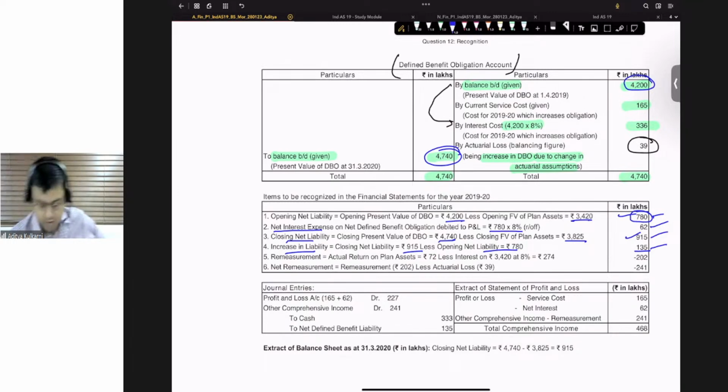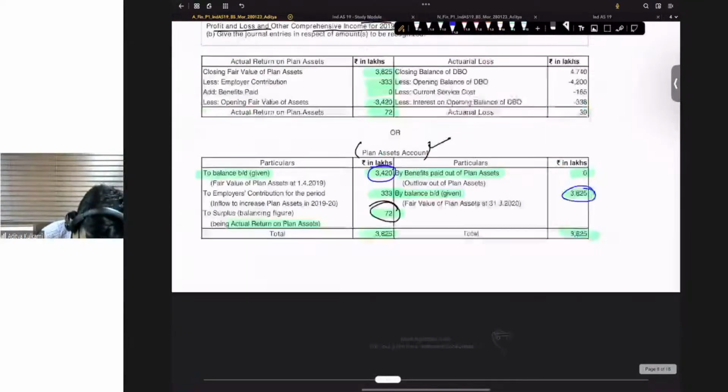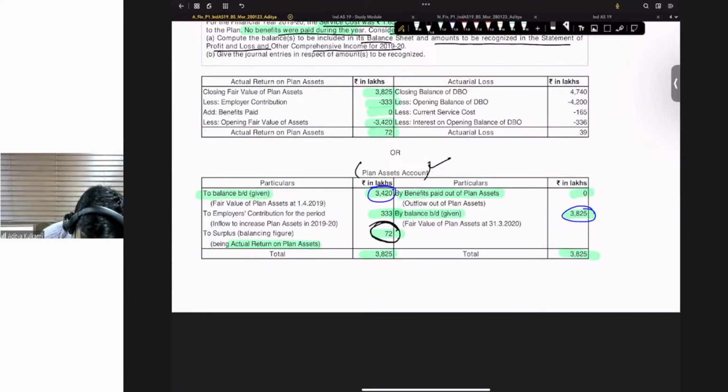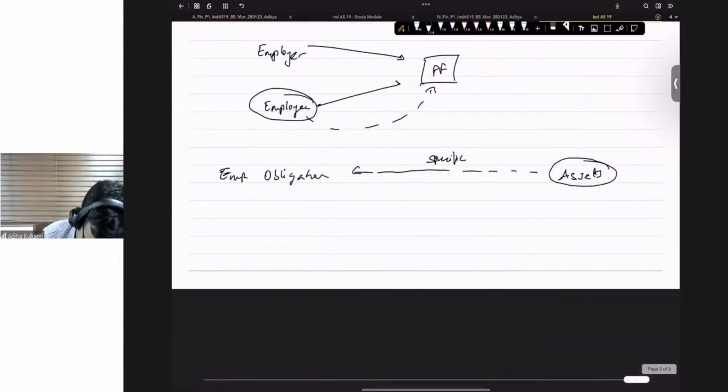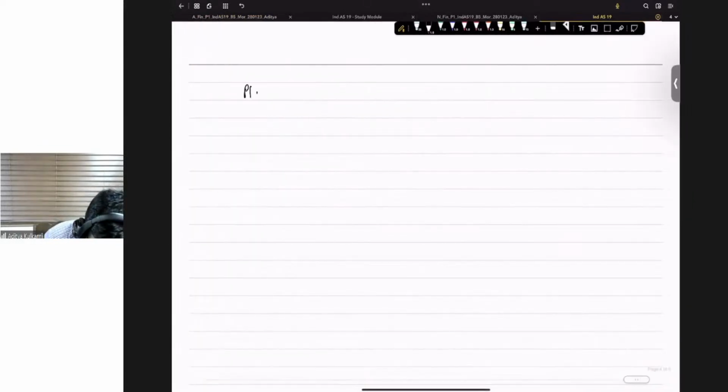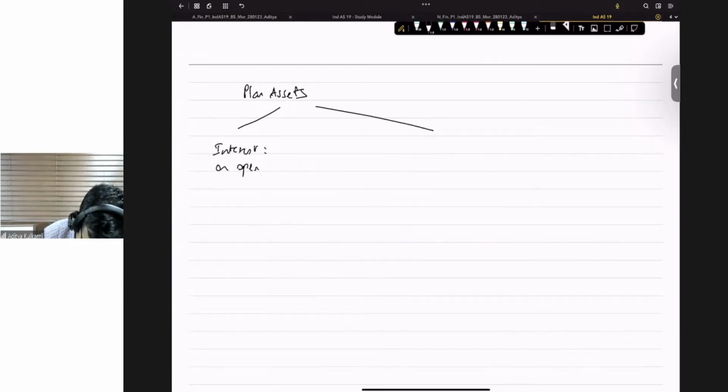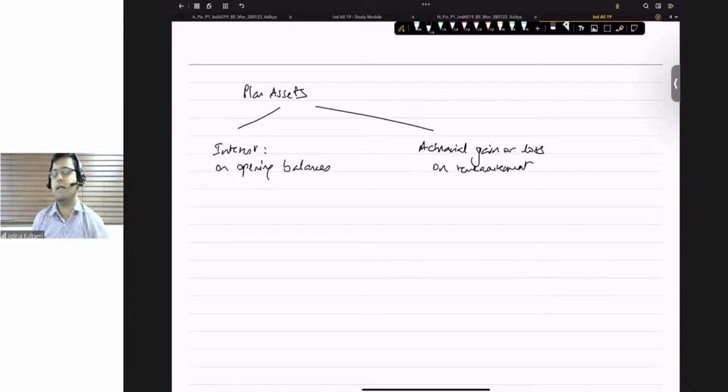Okay. All right. So now let us proceed to understand two things. One is, look at this. This is your actual return on plan assets. Okay, balancing figure. Now see, plan assets has two sources of return. One is interest. Interest is on opening balance. The other source is actuarial gain or loss, on whatever remeasurement, call it anything. Okay, actuarial gain or loss.